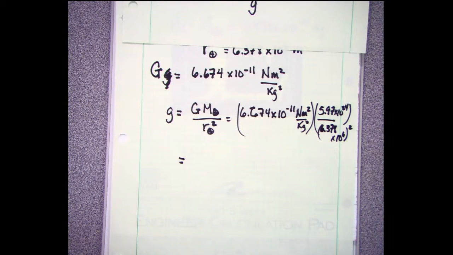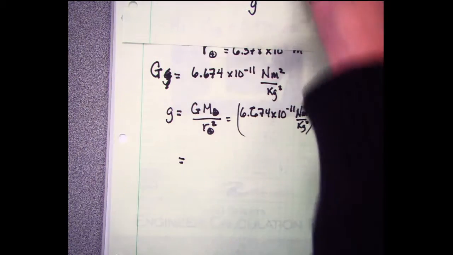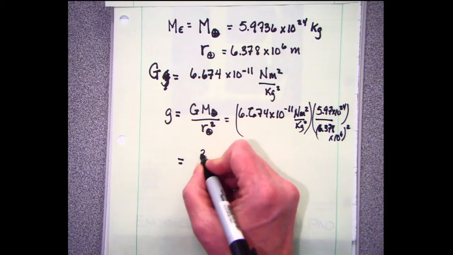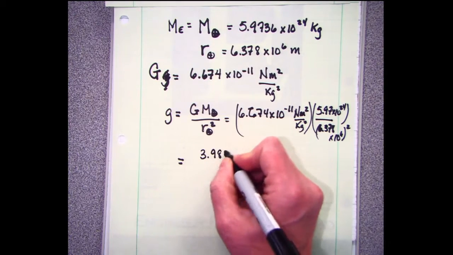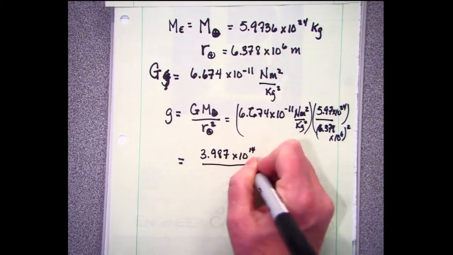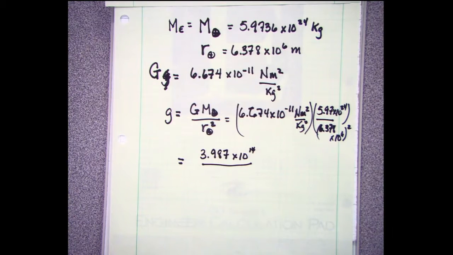Put that number in there. 9736. That gives me on top 3.987 times 10 to the 14. 6.378. And this gives me 9.80. And let's do the unit analysis.